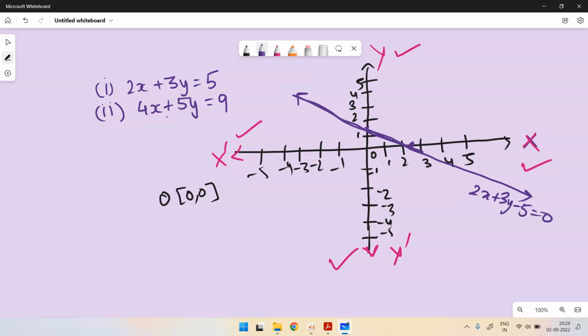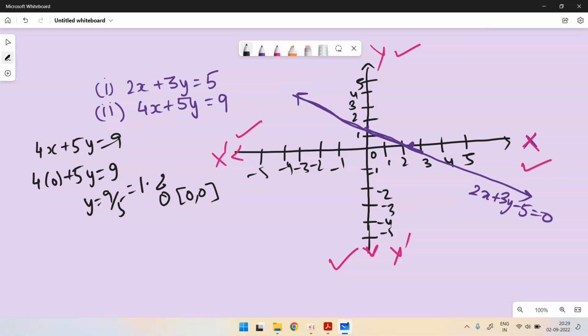This is the line first. Now the second one: 4x plus 5y equal to 9. First I take the value of x as 0. Then I need to find the value of y, which is 9 by 5, or you can say 1.8. So one of my points is 1.8 on the y-axis, because x is 0, so it will be on the y-axis. I'm showing you in a different color. 1.8 is something like here.